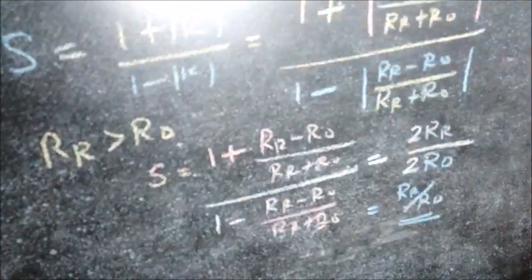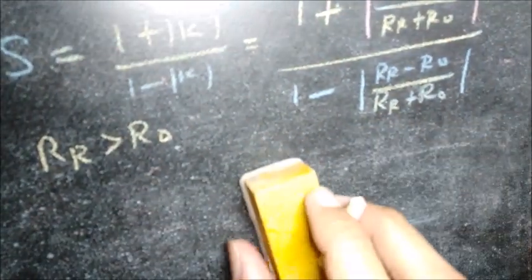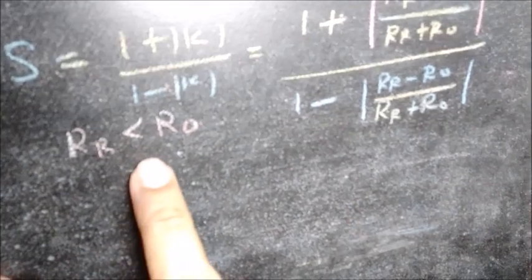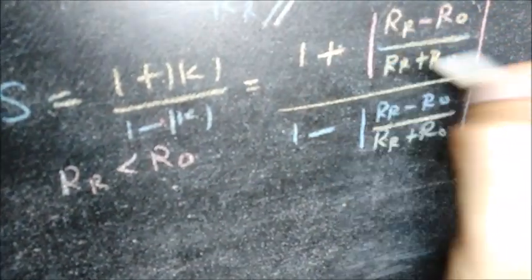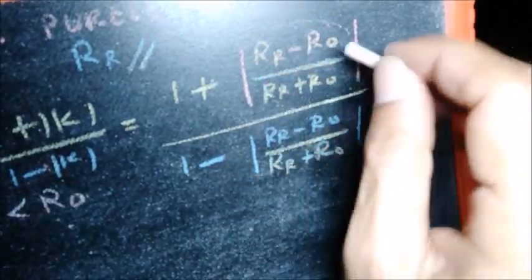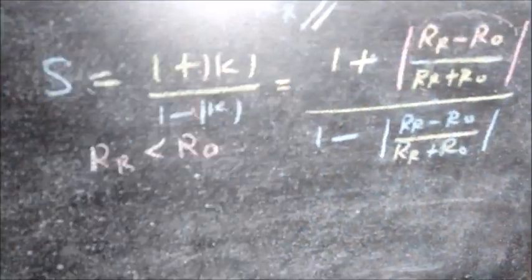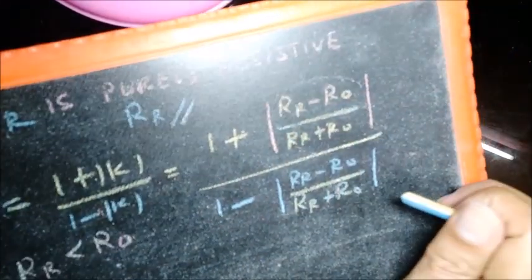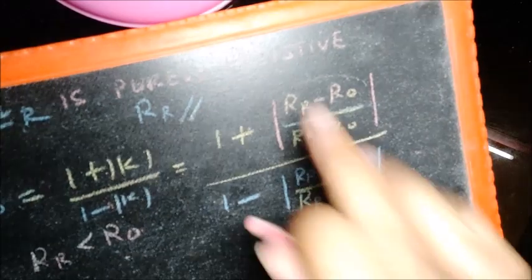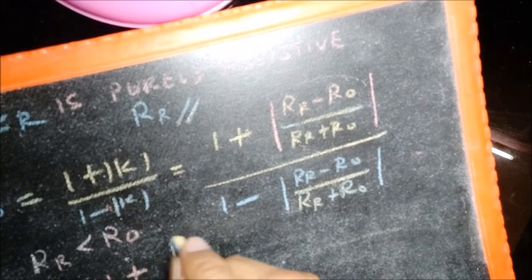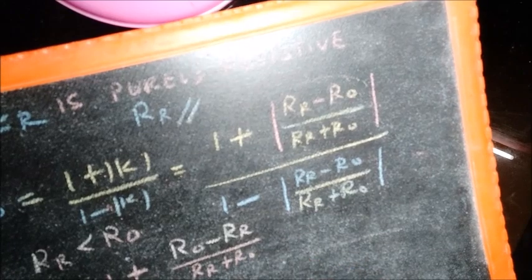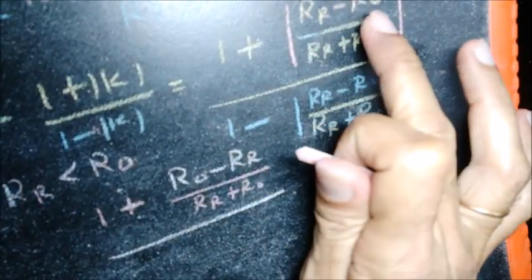Now what happens in the same case, that is the load impedance is purely resistive, but it is the other way now, in the sense RR is less than R naught. When RR is less than R naught, what you have within the absolute sign, the absolute value of which you are calculating, becomes a negative number because RR is less than R naught. So when you take the absolute value, it becomes 1 plus R naught minus RR by RR plus R naught divided by, because RR is less than R naught, this is a negative number.